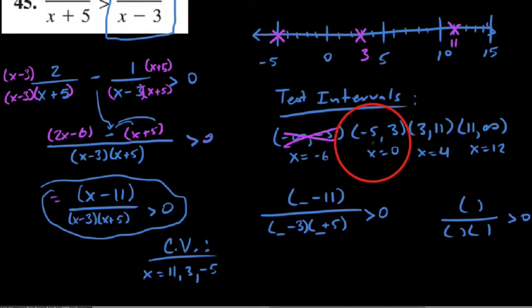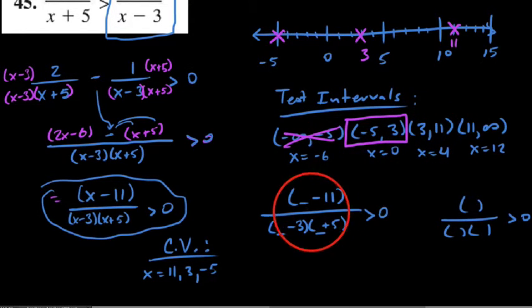So now looking at this next interval, we say negative 5 and 3. Well, 0 is very easy to test. And I'll plug in the zeros here, but I want you to see that we basically get negative 11 over negative 3 times positive 5. So a negative over a negative times a positive, or a negative over a negative, which is positive. So we can conclude that we're going to keep this interval right here. So purely algebraically, we would keep this.